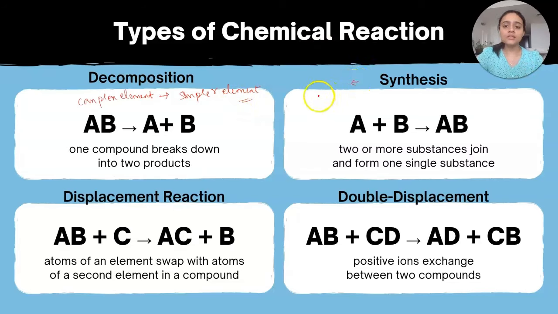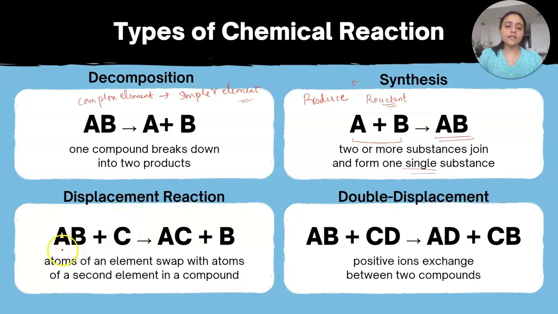Now synthesis means, as the name suggests, to produce or to make. As you can see, this is the reactant side where two elements are present. When these two elements combine with each other, they form a single substance on the product side. That is known as a synthesis reaction. Now the displacement reaction: in this reaction, one of the elements present on the reactant side is going to displace another element.